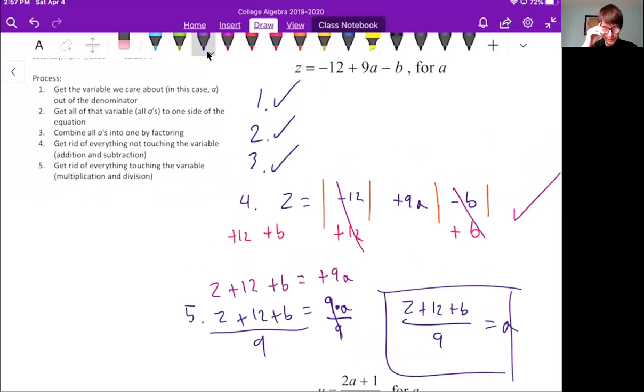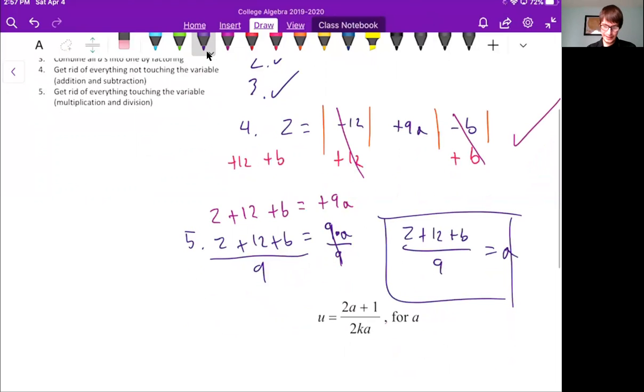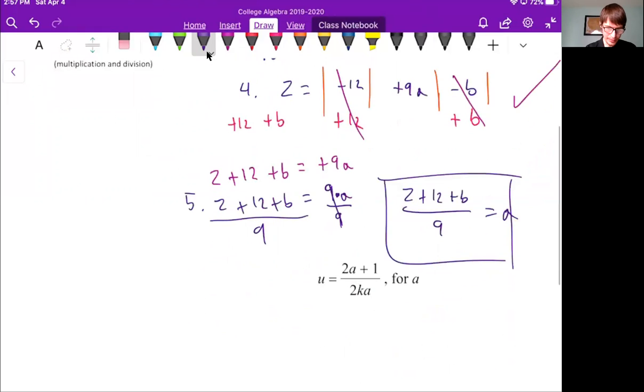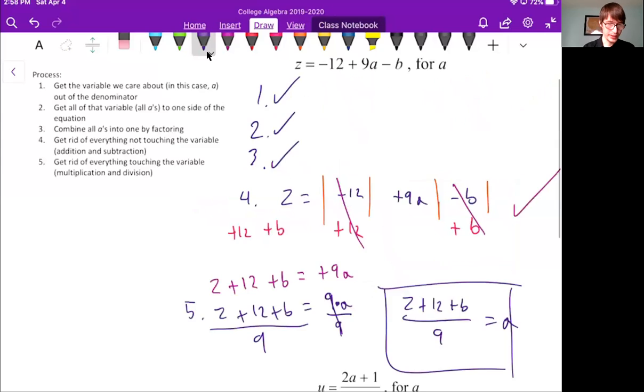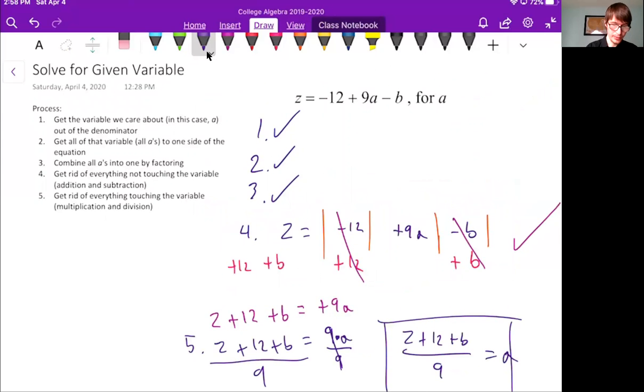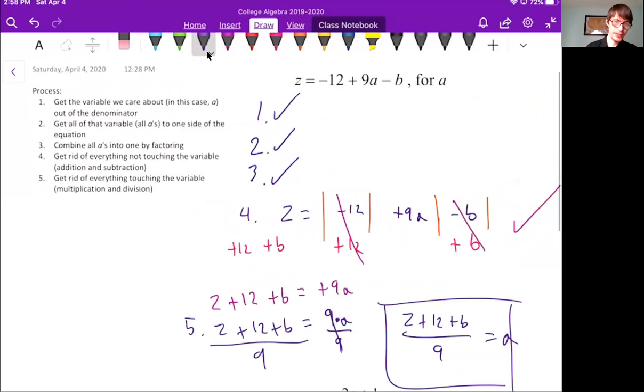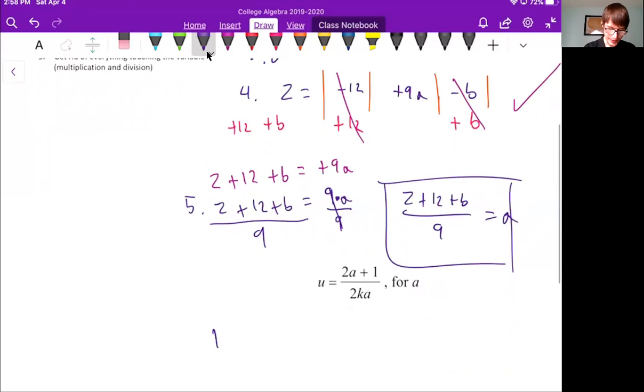The second section, the second problem, is a little more complex. It does a lot. It actually makes us need to use all 5 steps. Okay, step 1. Well, let's look at it first. We've got u equals 2a plus 1 divided by 2ka, and we're solving for a. So here's what we need to do. First, we need to get the variable we care about, which in this case is still a, out of the denominator. Looks like there's a denominator here. This is our denominator at the bottom. So we're going to do what we can to get rid of this denominator.